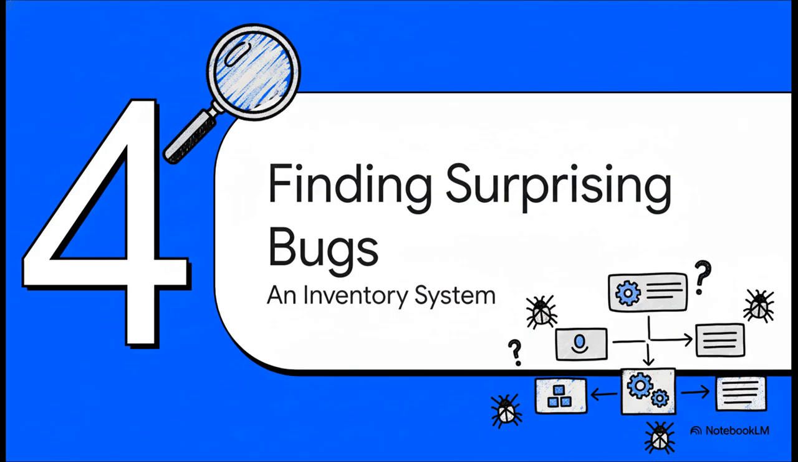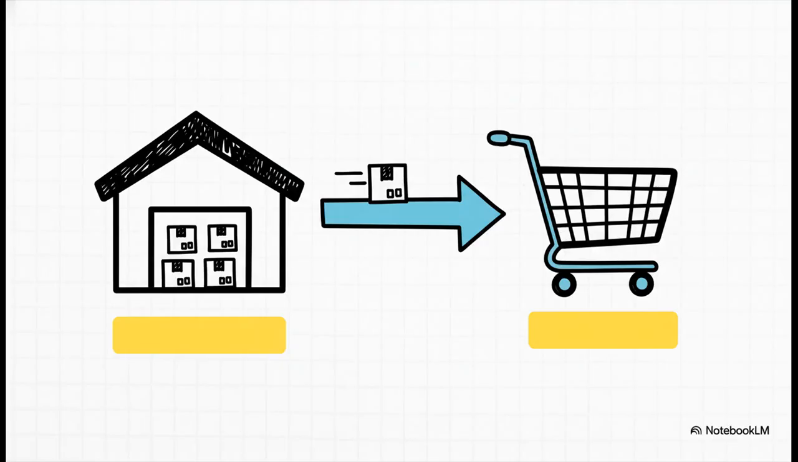But where Hypothesis really shines, where it'll blow your mind, is in finding these subtle, surprising bugs in more complicated systems. So let's check out a real-world inventory example to see this thing in action. Let's picture a simple inventory system. This example is actually borrowed from that classic programming book, The Pragmatic Programmer.